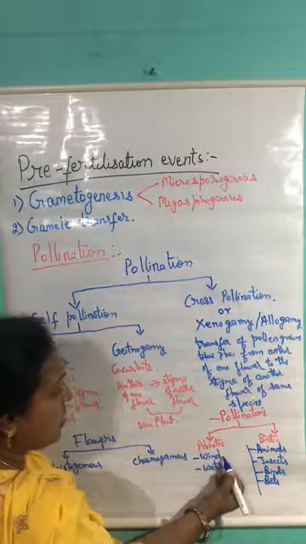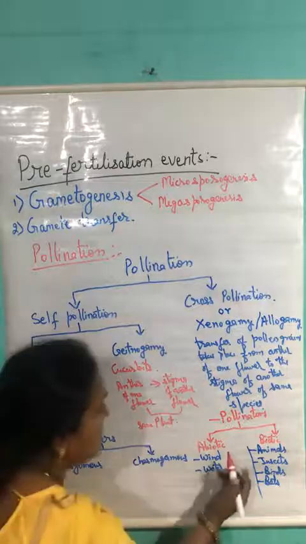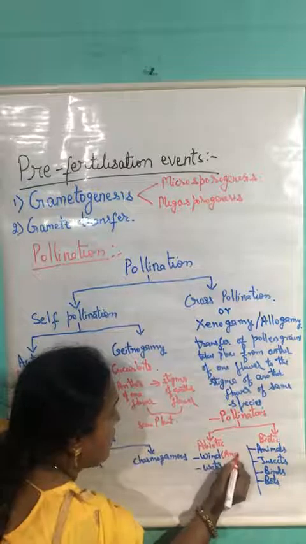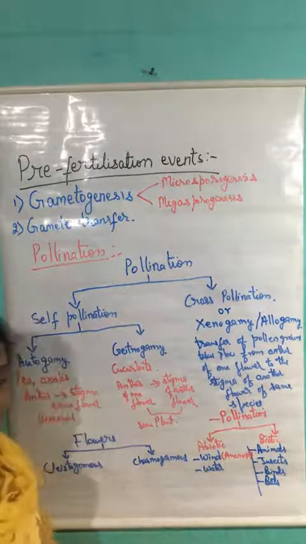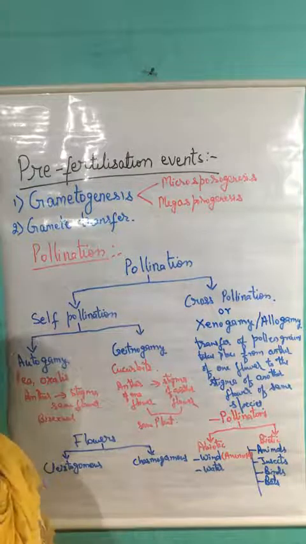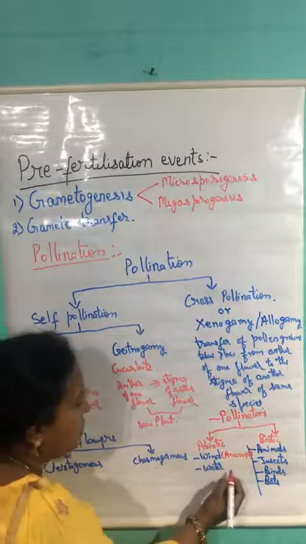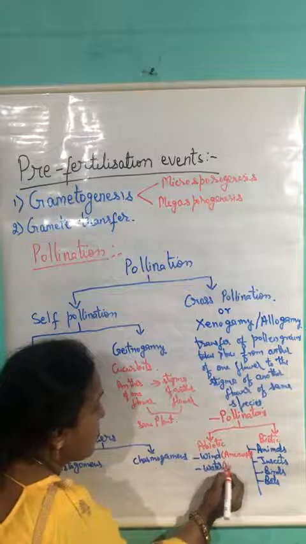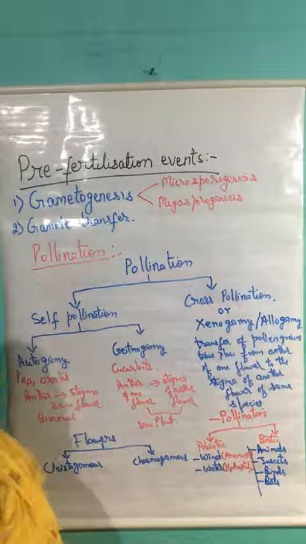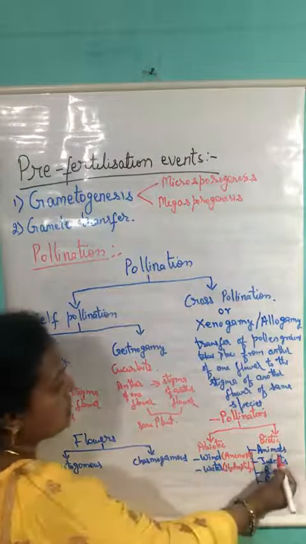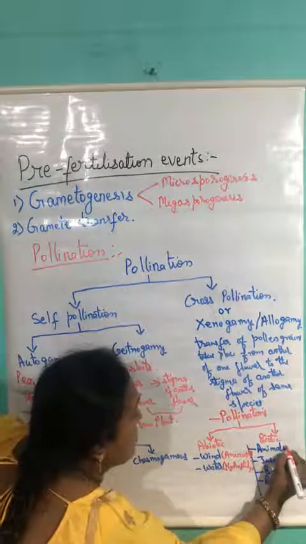The type of pollination which takes place with the help of the wind is known as anemophily. Anemo means wind and phily means pollination. Whereas if the pollination takes place with the help of water, it is known as hydrophily. Similarly, if the pollination takes place with the help of animals, then it is known as zoophily.